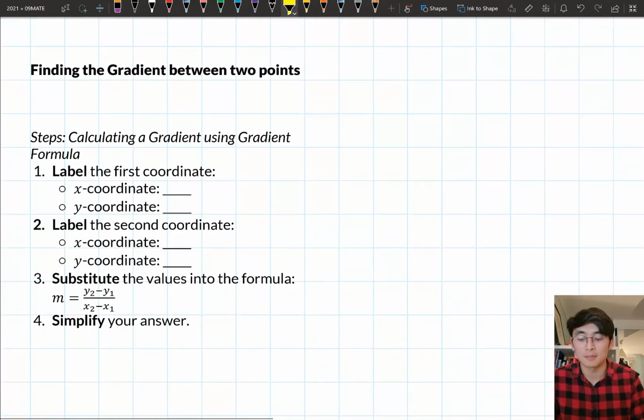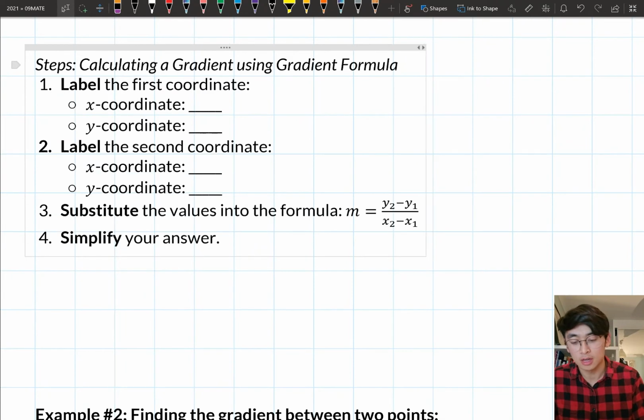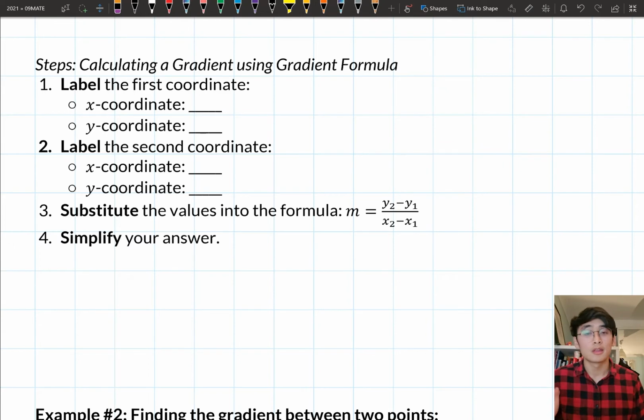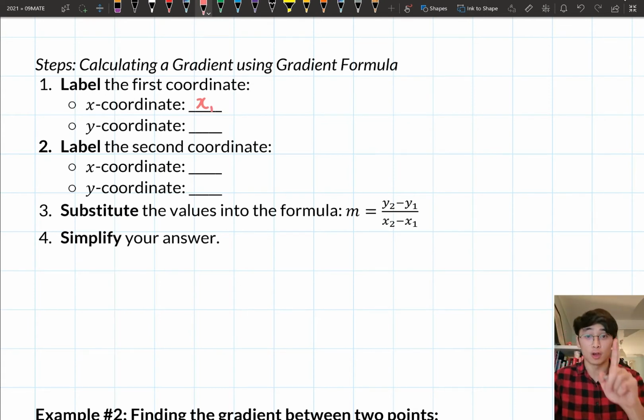So I'm going to show you a few steps I want you guys to follow when we're doing this particular type of question. So here, this is calculating the gradient using the gradient formula that we had at the beginning. Now, when you're doing this, I've got a few steps I want to recommend. The first one is label the first coordinate. So we're going to look at my two coordinates and pick one of them to be my first coordinate. And then we're going to label the coordinate, and in particular the x and y coordinates. We're going to call the x coordinate x1. This is the x coordinate of my first coordinate.